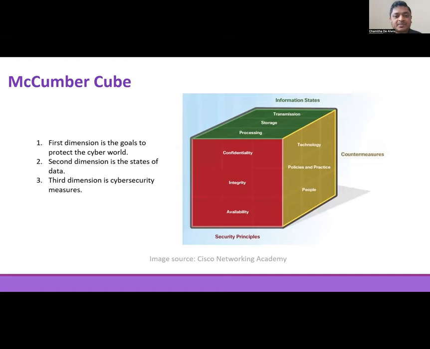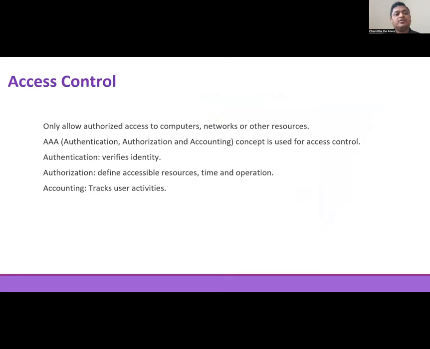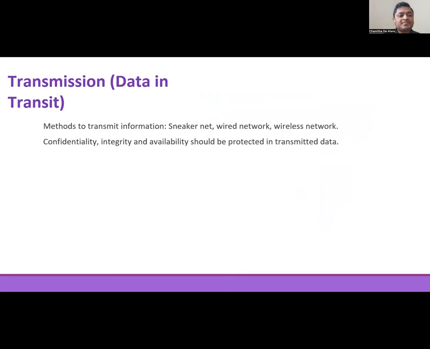So in order to ensure that these security principles are in place, we have to ensure that they are applied to information in different stages: when the information is stored, when the information is being processed, or when the information is being transmitted. And to do this, we can have several countermeasures, like technology-wise, we can have policies and practices, and we can also have people who are aware and who have these kinds of practices. So I will not go into details of this, but I think now you have some idea on what security is and how people try to reach this security.